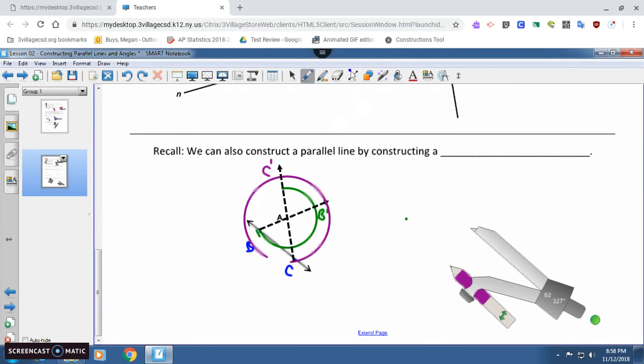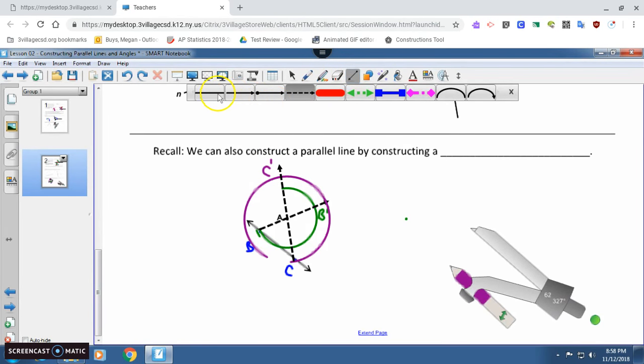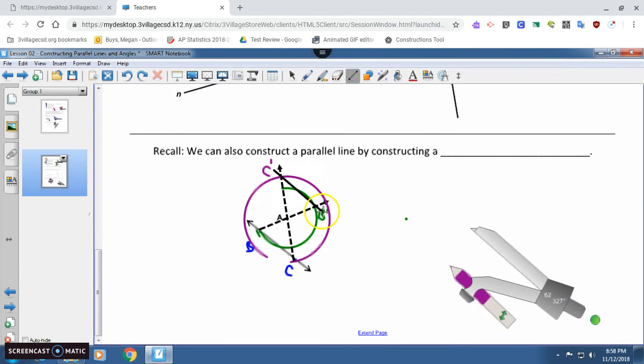To finish this off, our construction is just going to pass through those 2 points. So from C prime through B prime. And as I straighten my lines out so that they hit the 2 intersections, we have parallel lines. So that's just another way you could construct parallel lines.